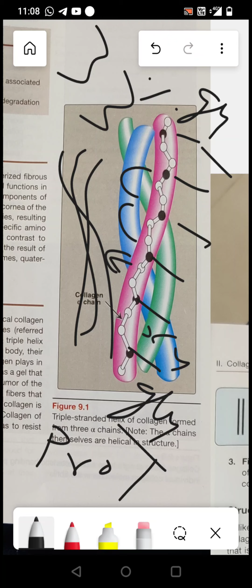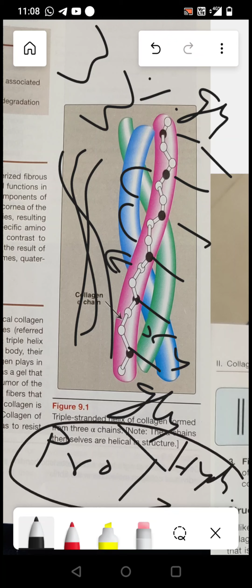Apart from glycine, the other important amino acid present in collagen is proline. Proline and hydroxyproline are also present in good amount, accounting for about 100 amino acids, and there are nearly about 3000 amino acids in the collagen. Now these proline and hydroxyproline are very important for the structural integrity of the collagen.